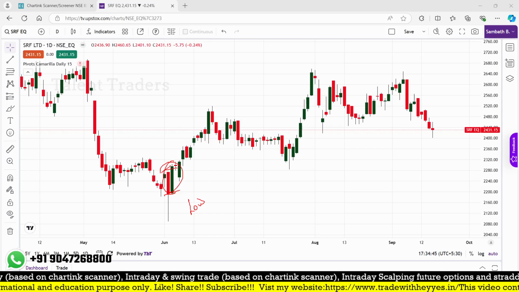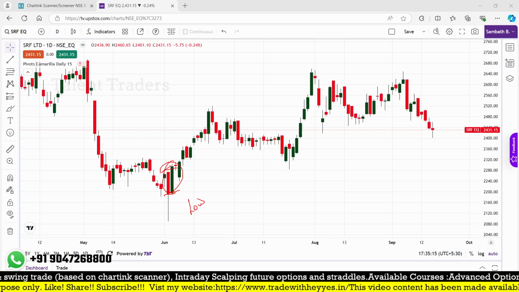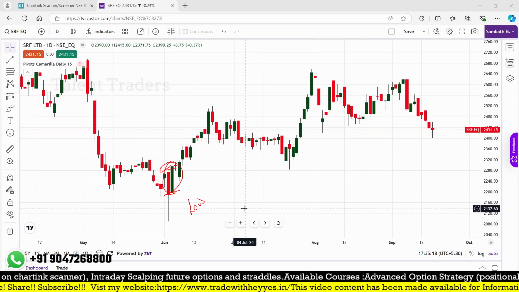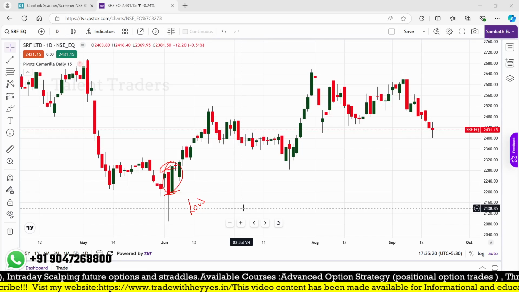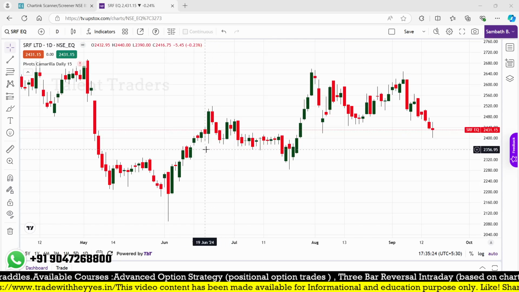So let me try to create it and do the backtest also. The main purpose of the scanner is equity buying at the lowest level, so we use the scanner for swing trading. Let me create it, and see what exactly I'm looking for in the condition.